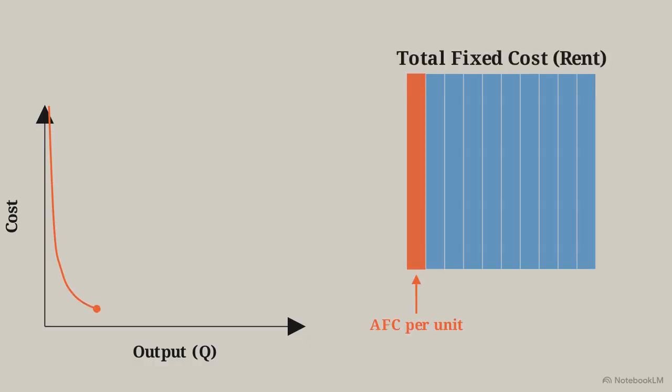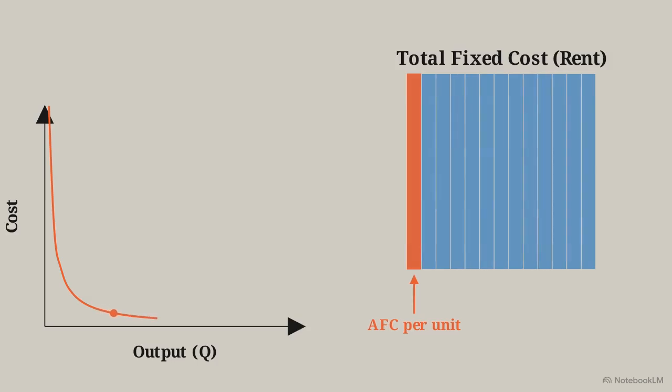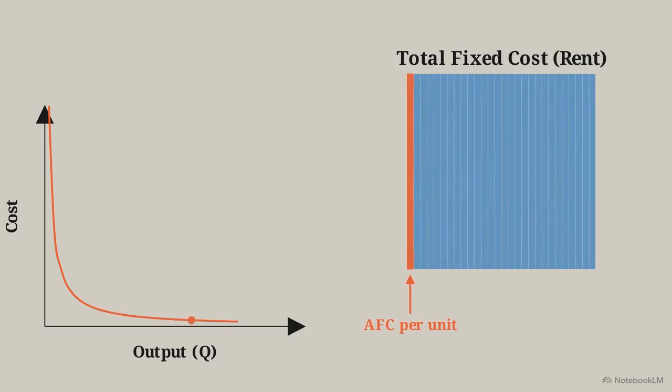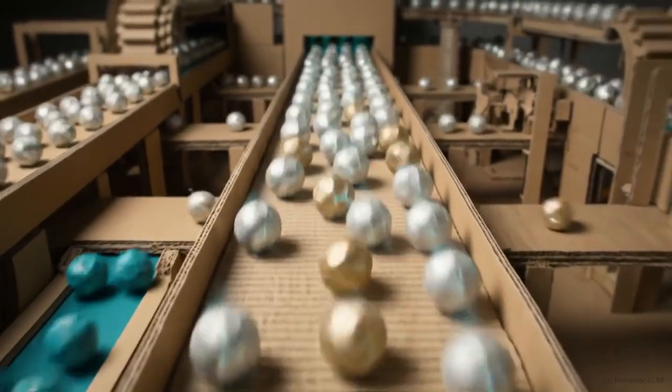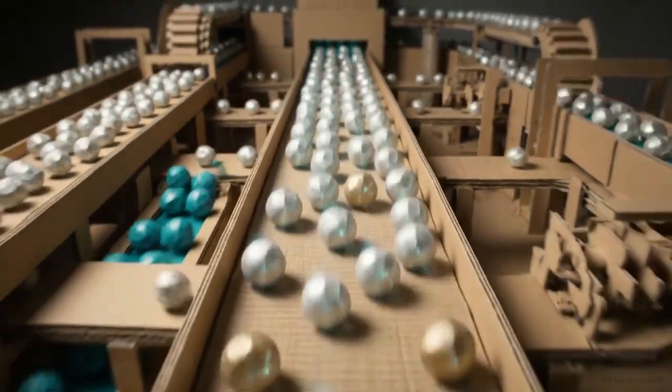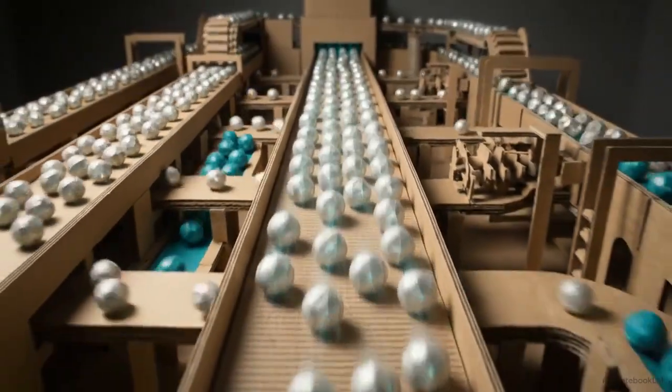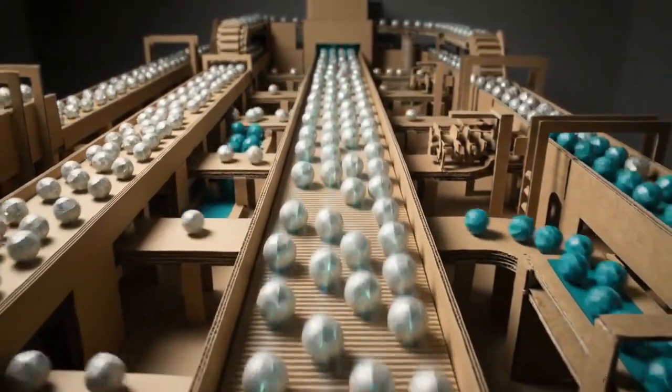The curve slopes downward. This is spreading the overhead. That rent is diluted across hundreds of items instead of one. The math heavily incentivizes volume. The more units you push out the door, the cheaper your baseline infrastructure becomes for every single product.